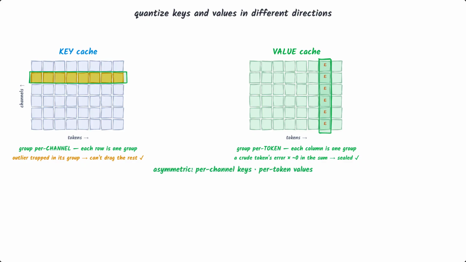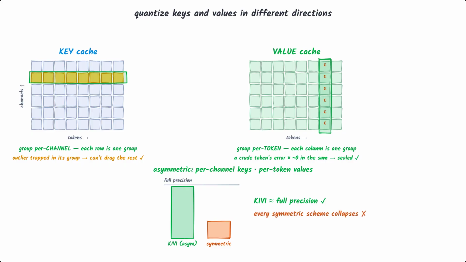That asymmetric scheme, per channel keys and per token values, is the entire idea, and at 2 bits it nearly matches full precision, while every symmetric alternative collapses.